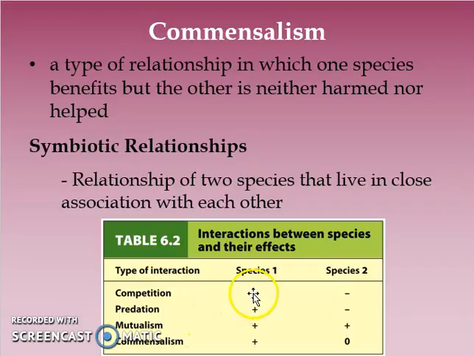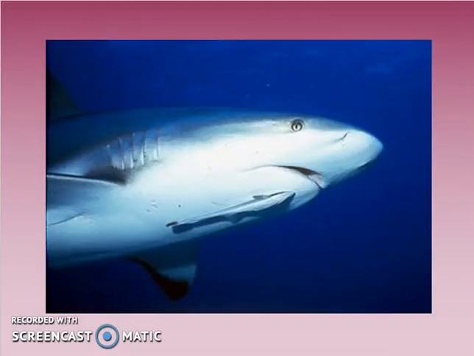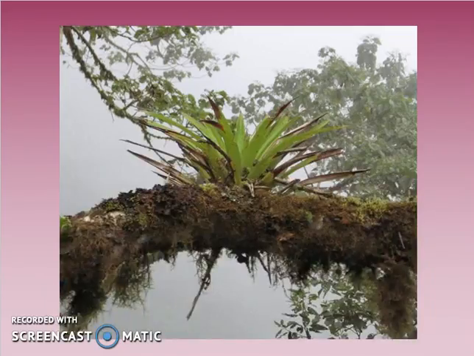And here's a little chart showing you. In competition, both organisms are harmed. In predation, one is benefited and one is harmed. In mutualism, they're both benefited, and in commensalism, one benefits and one has no effect at all. Okay, and there's the shark and the remora. And there's a tree with a bromeliad. Bromeliads basically grow on other trees, but they don't harm the tree. They're not parasitic at all.